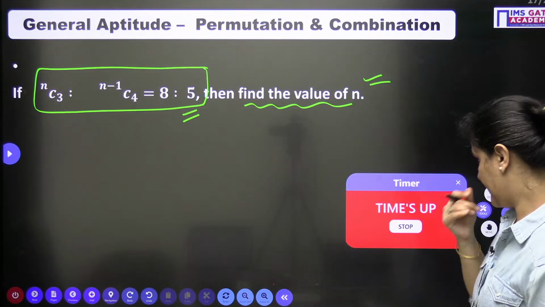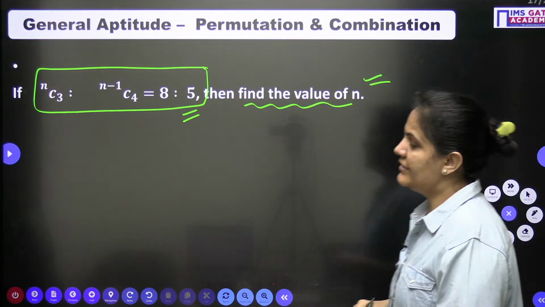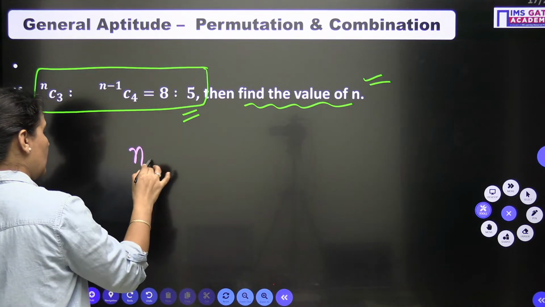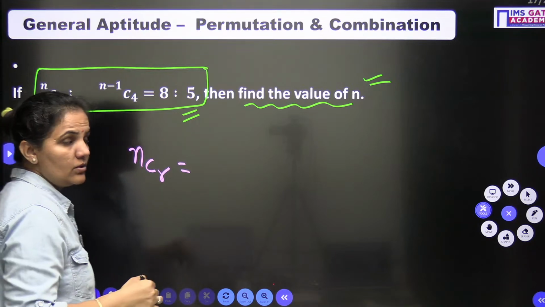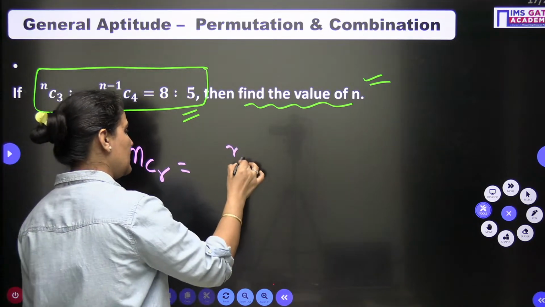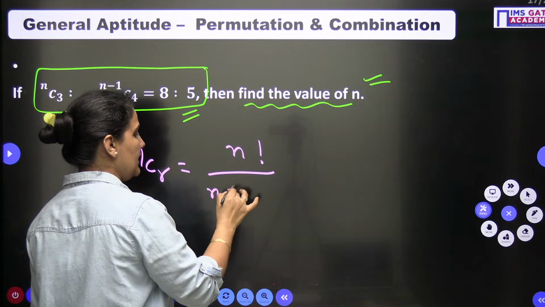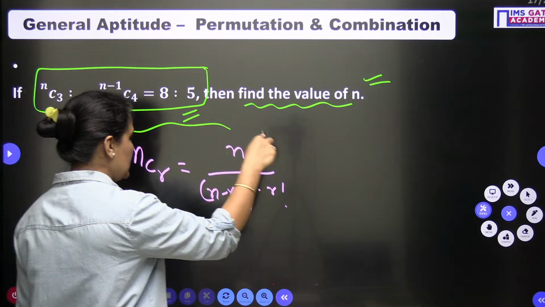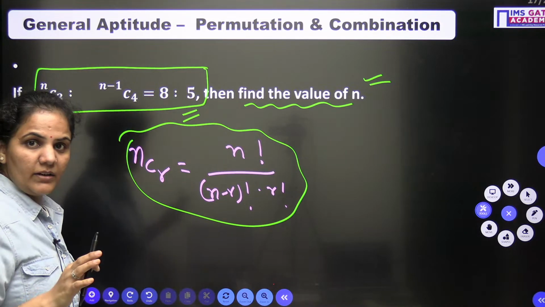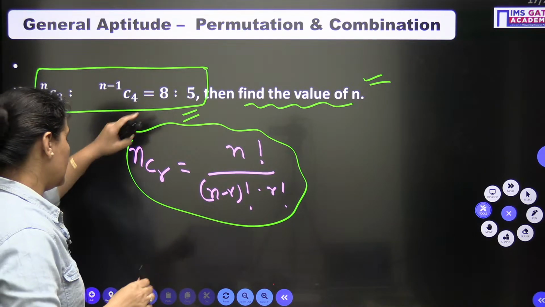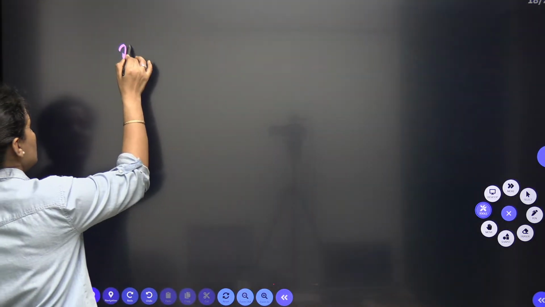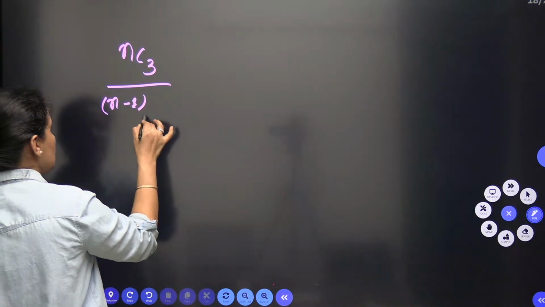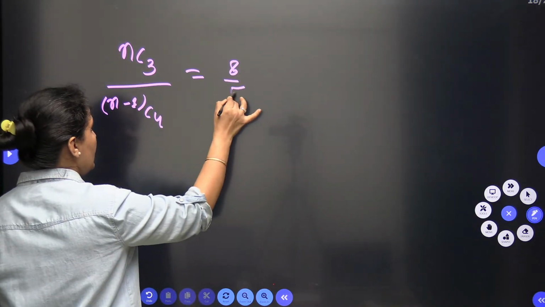Let's approach it. So, a good question. First of all, do you know how to open nCr? Because here you need to use this. nCr is nothing but n factorial by (n minus r) factorial, multiplied with r factorial. In this way we can open it. So what is given to you? We have two in the ratio 8 is to 5. So nC3 by (n minus 1)C4 is equal to 8 by 5.